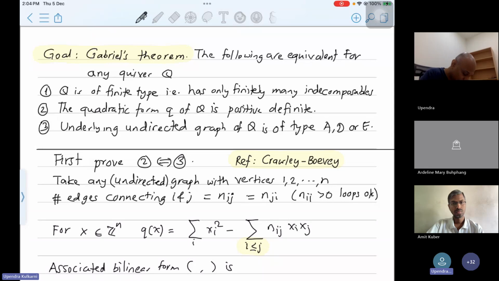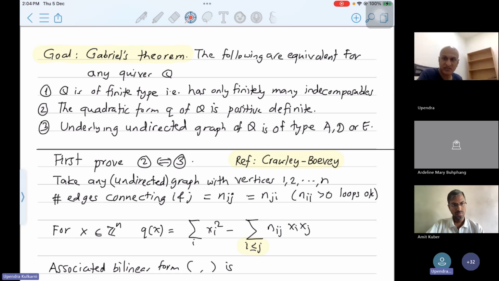So recall what the quadratic form is. x is a vector in Z^n, right? So I'm working in this free abelian group of rank n, where n is the number of vertices. For any vector x_1 up to x_n, I simply add the squares of the entries, and then I subtract the product x_i x_j for every edge. Since there are n_ij edges between i and j, I have simply taken this sum over all pairs i and j. Notice that i equal to j is allowed over here.